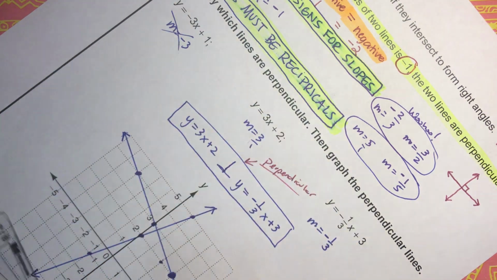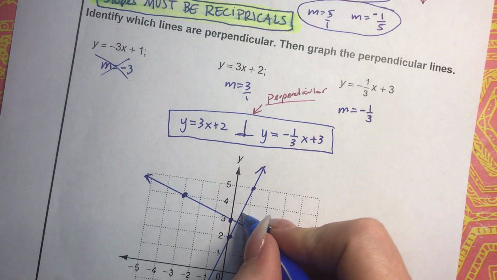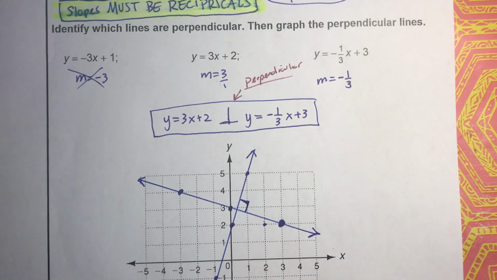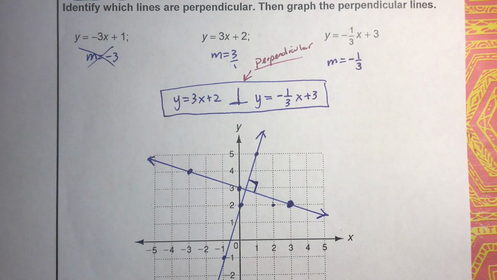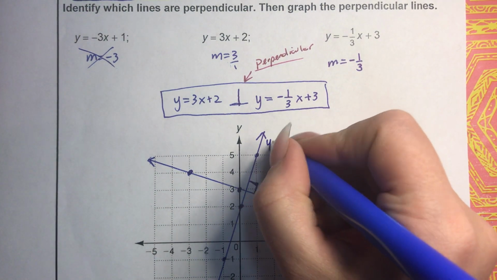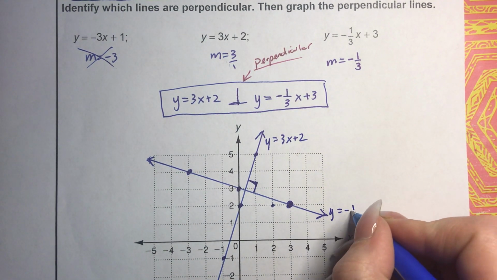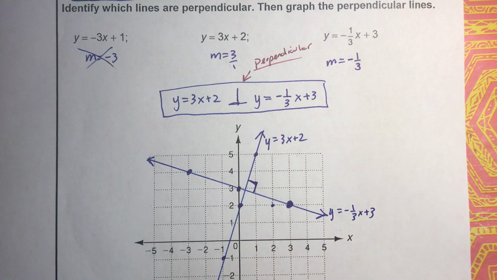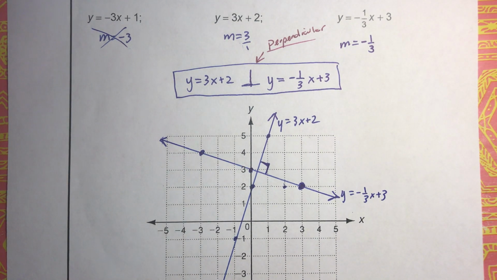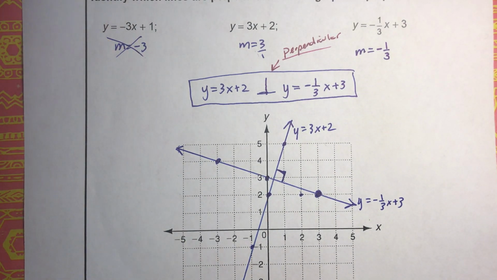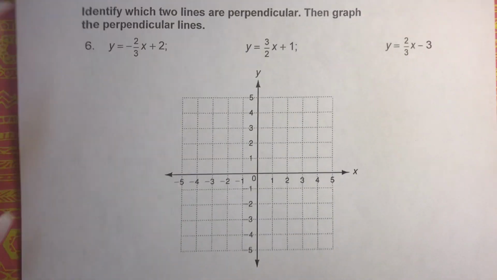And look at those perpendicular lines. They're so fun. We'll put a little symbol like that, meaning that they are perpendicular. I can label them, right? So this is y equals 3x plus 2, and this is y equals -1/3 x plus 3. Boom! That is it. Those two lines are perpendicular. All right, let's go ahead and look at the next example here.